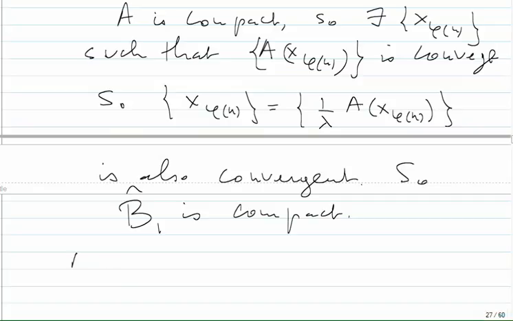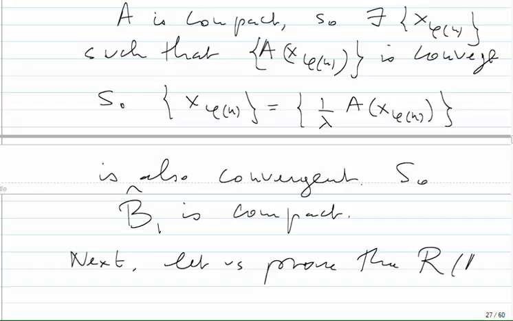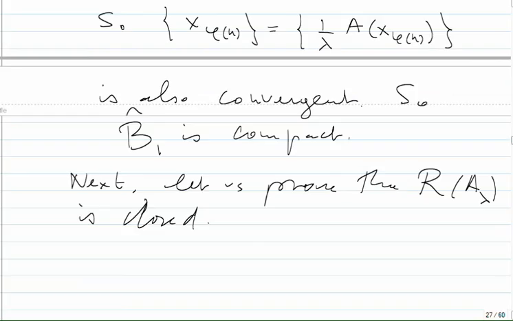Next, let us prove that R(A_lambda) is closed. The image is closed. This is not true in general. Okay, this is not true in general, even for continuous linear operators. But in this case, when A is compact and we take lambda I minus A, the range is closed. Okay.